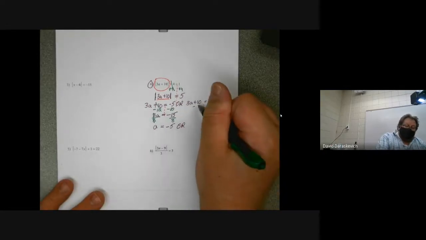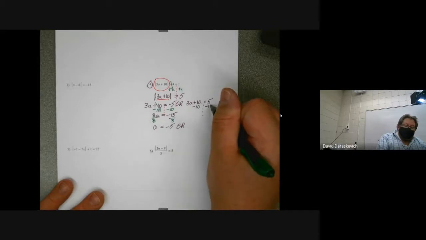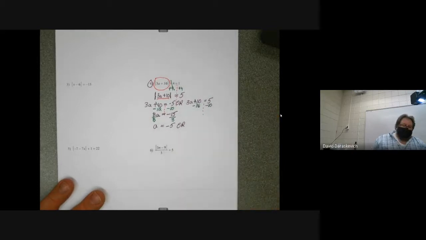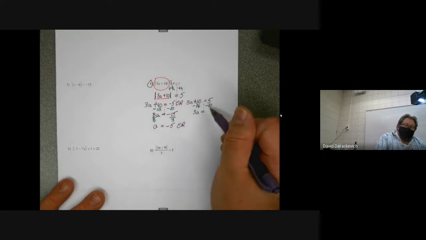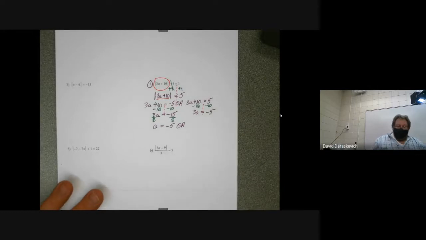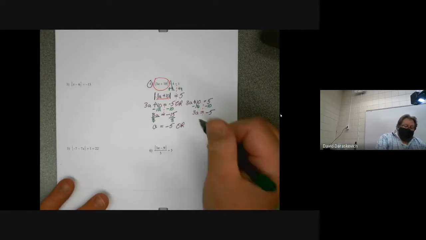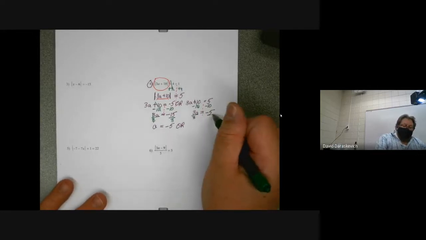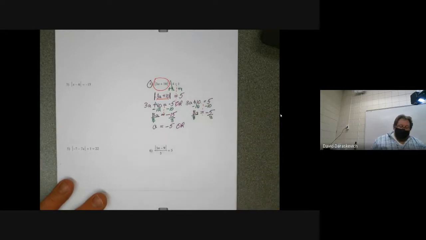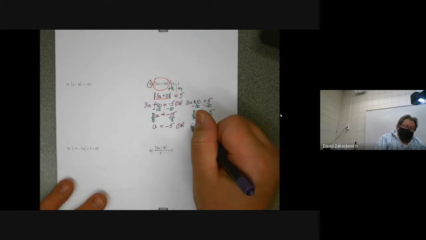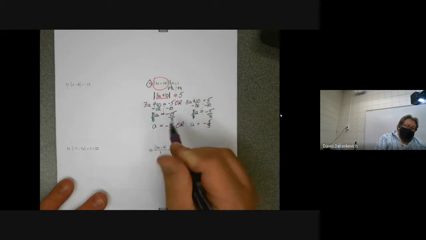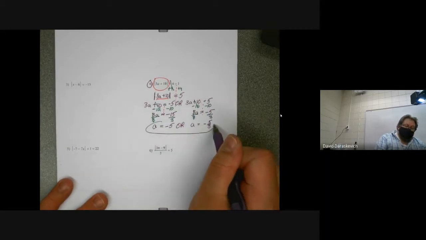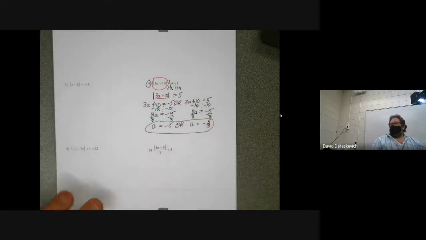Or we got to do this one. Subtract 10, subtract 10. I get 3a equals 5 minus 10, which is -5. And divide by the coefficient 3. So here I get a is equal to -5/3. So that is my answer. Okay?